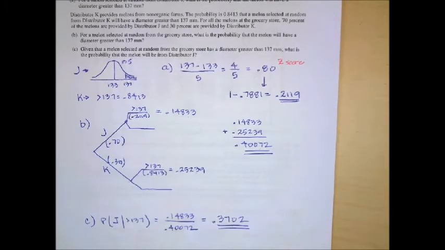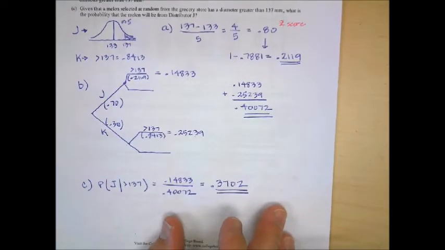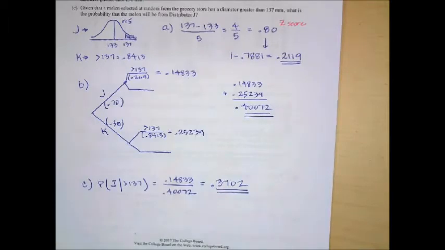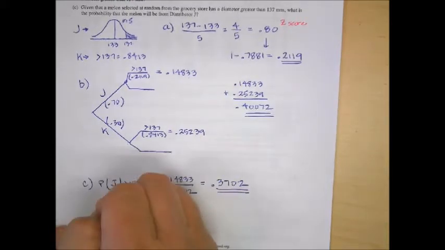Now, problem C is the conditional. So in this problem you go to the store, you buy a watermelon. You know for a fact that it is more than 137 millimeters. That is a given. So what's the probability that it came from supplier J? In notation, this is what it looks like.